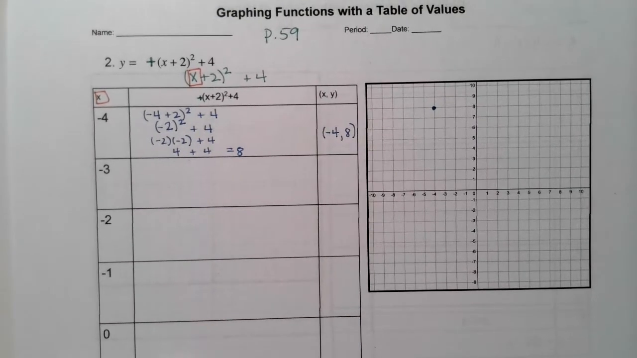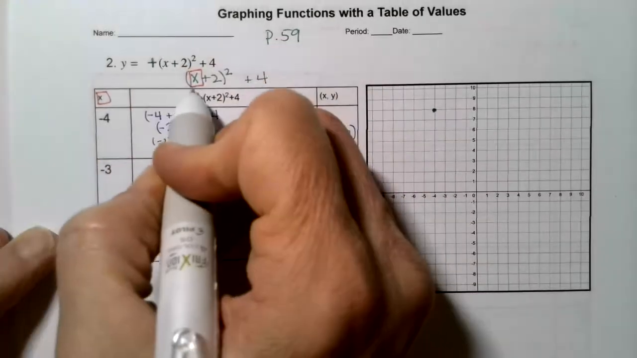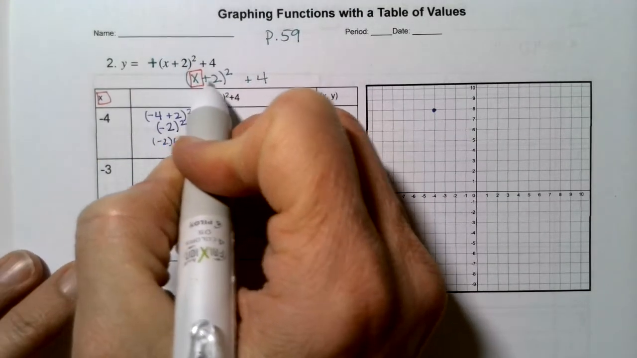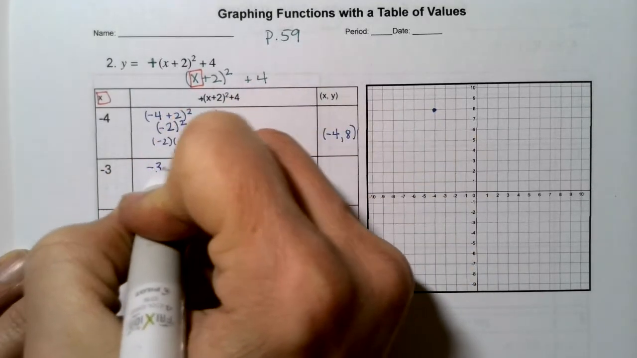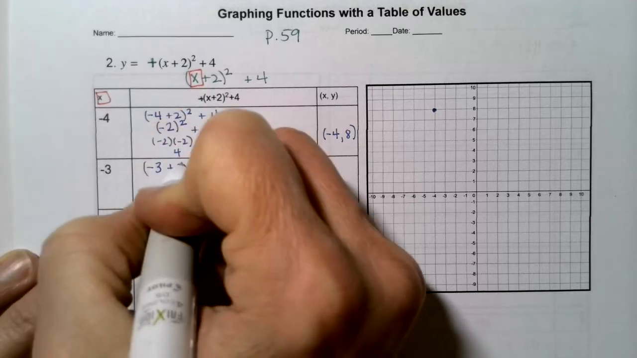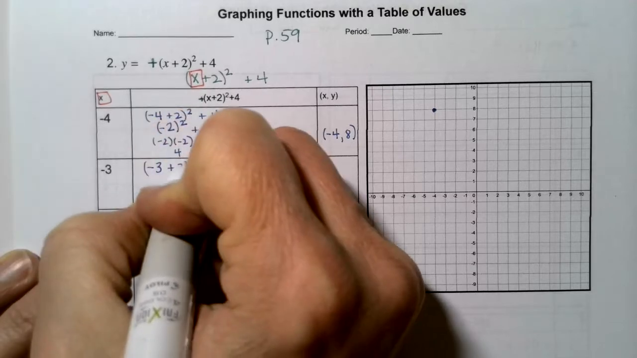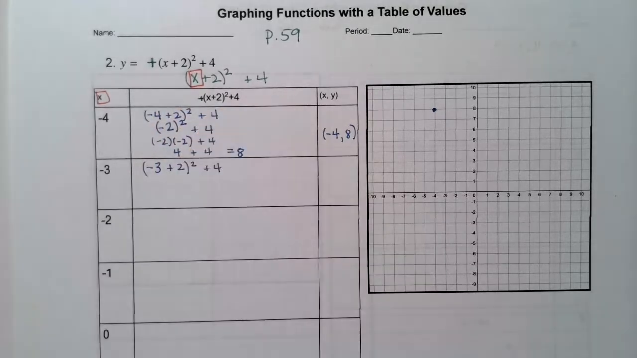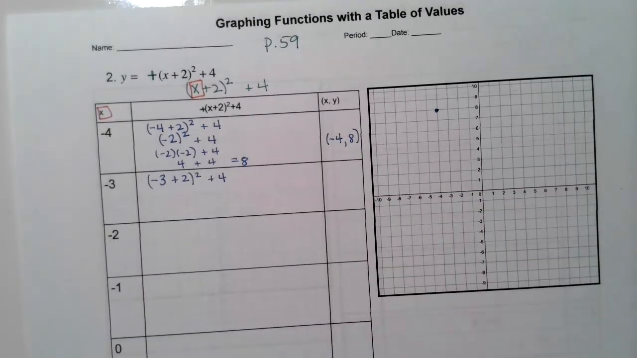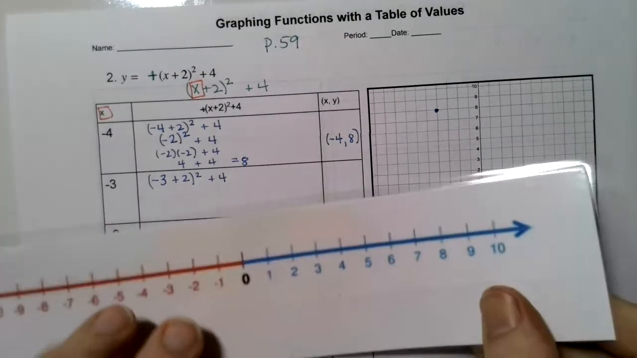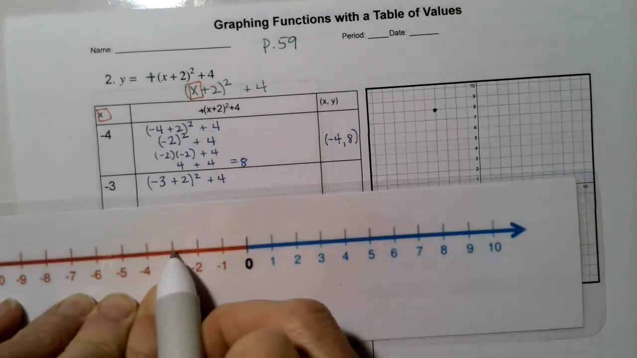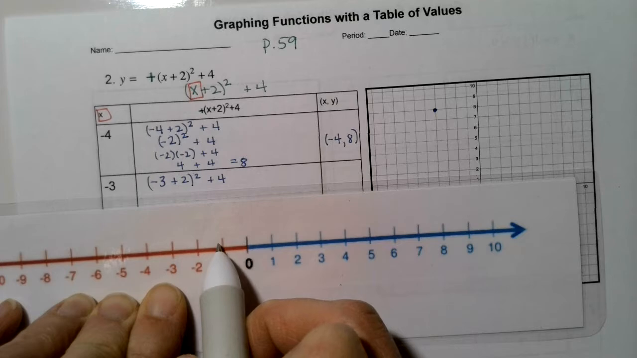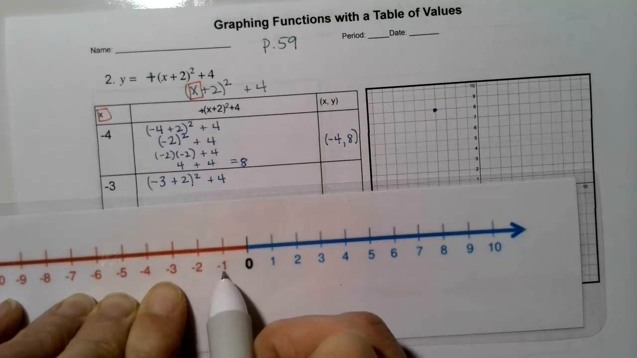Now, when I plug in negative 3, you're going to do the same process. Looking back up here, the x plus 2, that quantity squared, plus 4. So this is going to be negative 3 plus 2, quantity squared, plus 4. And again, you can think of this on a number line. If I'm at negative 3 and I'm adding 2, that means I need to go to the right 2 units, which puts me here at negative 1.